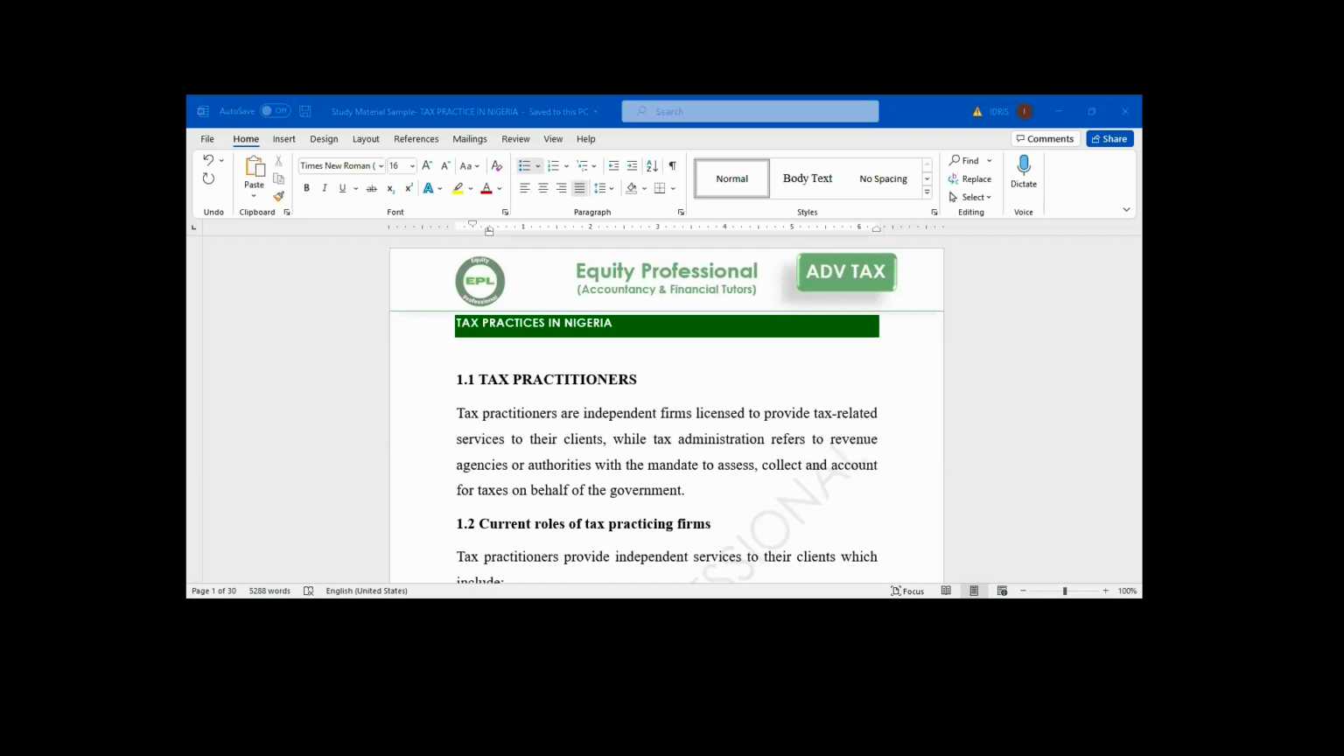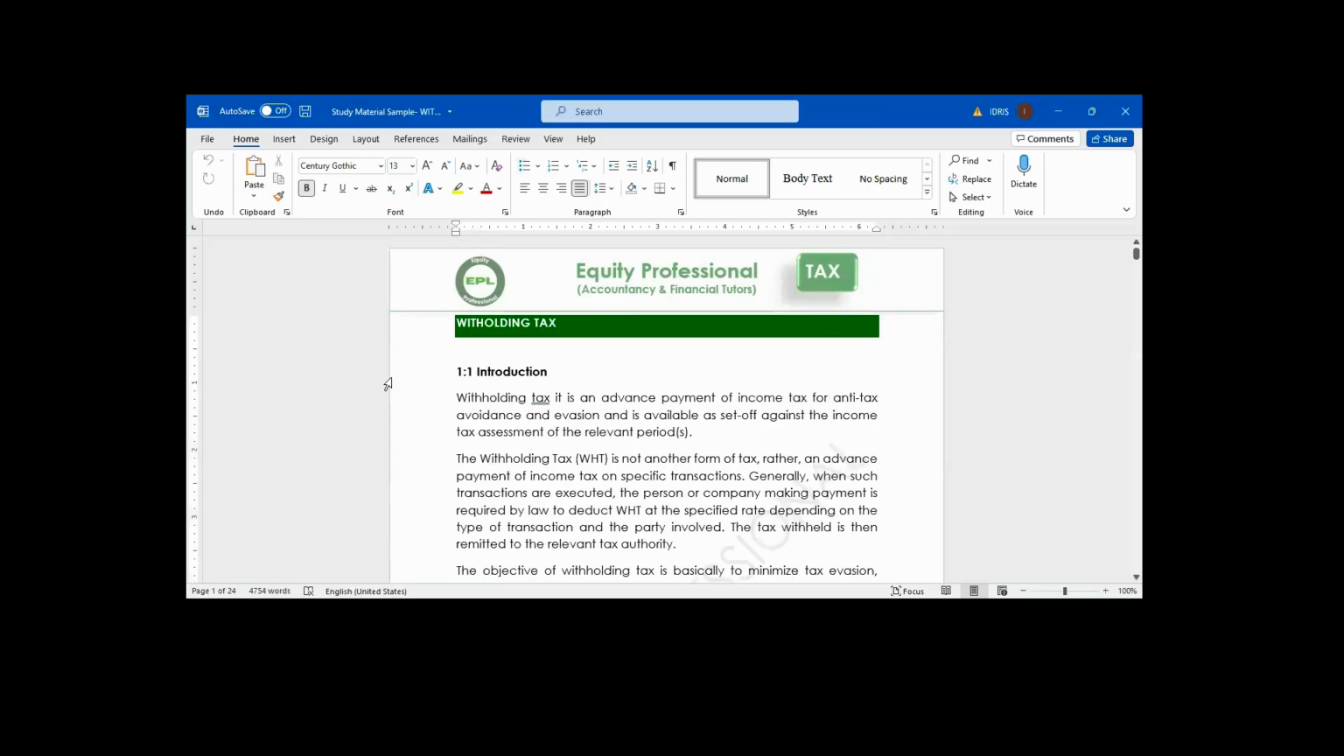What is withholding tax? We know that withholding tax is an advance payment of what? Income tax. Withholding tax is an advance payment of income tax, and it is one of the anti-tax evasion policies introduced to reduce tax evasion in Nigeria.